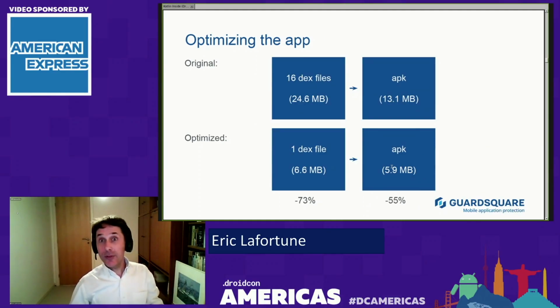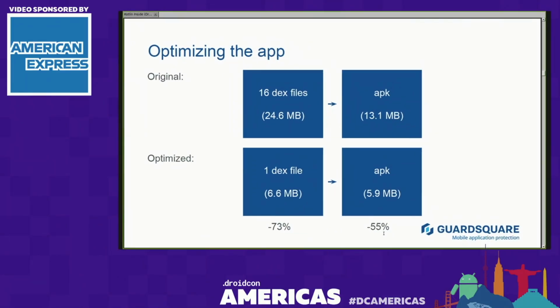So what do you get if you've optimized your app? Well, initially we had 16 DEX files in our application, and this is reduced by about 73% to a single DEX file that is a lot smaller. So this is a good indication that it's very useful to always apply optimization and obfuscation to your application if you intend to release it. Many users will appreciate having a smaller app. In the final APK, this results in a reduction of about 55%, still a very good improvement.